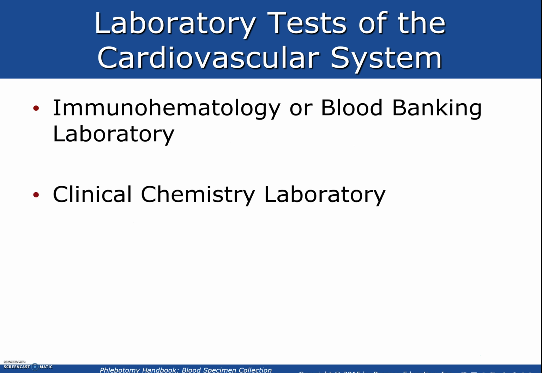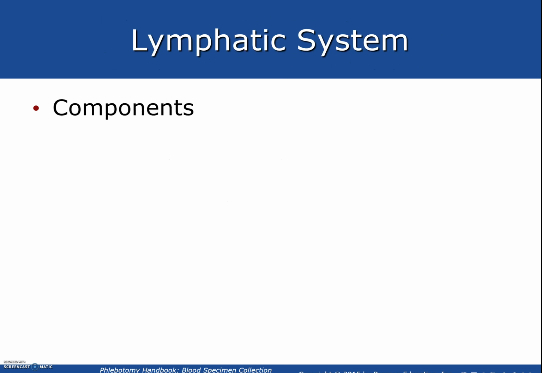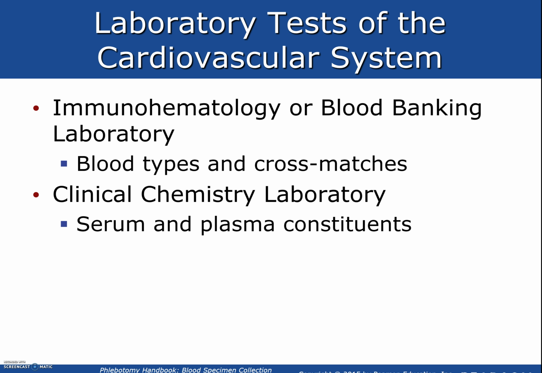Immunology and blood banking is going to look at our blood types and cross matches. And clinical chemistry, which is our biggest piece in the lab, does serum and plasma constituents. For example, glucose level, lipid panels, complete and basic metabolic panels. Basically, in a nutshell, it's all of our electrolytes.